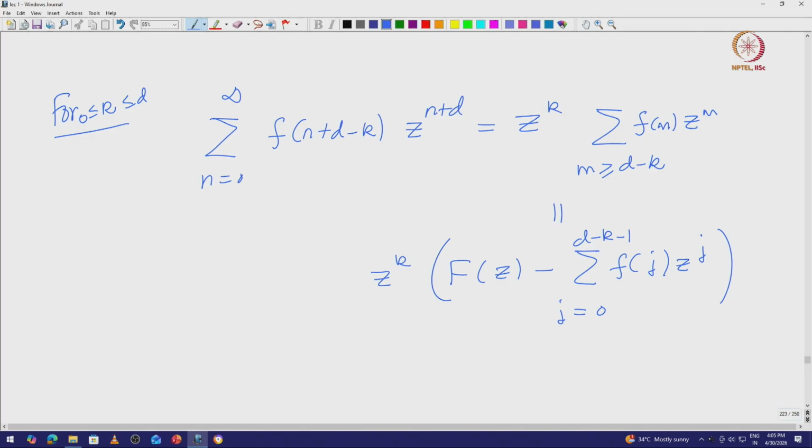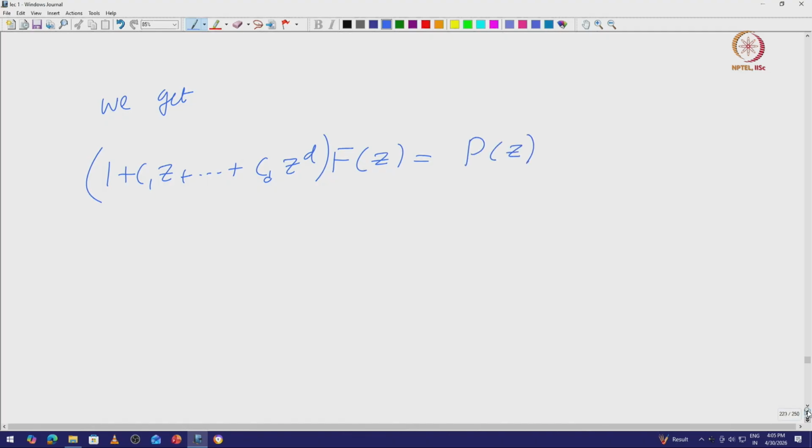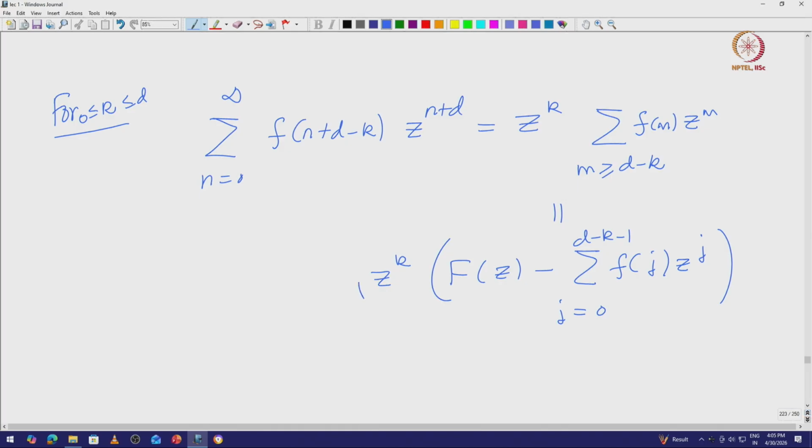Okay. So, now if we substitute this back, then by simplifying we get that 1 plus C 1 z plus etcetera plus C d z power d, times f of z, equal to p of z. What is this p of z? This is coming from this z power k and this summation f of j z power j. Okay, let me mark it in red. This term multiplied with this term is going to contribute to our p of z.